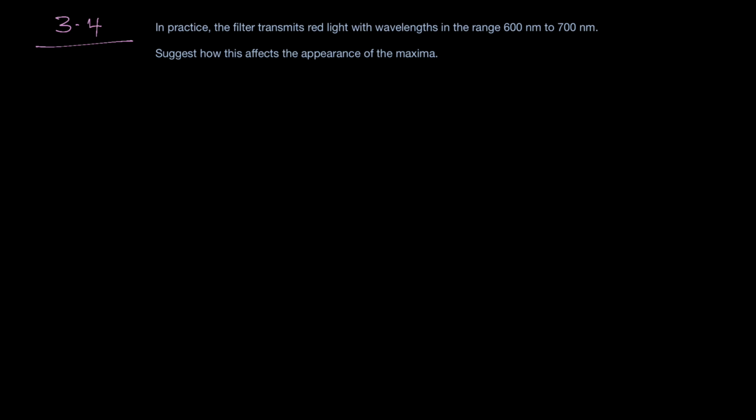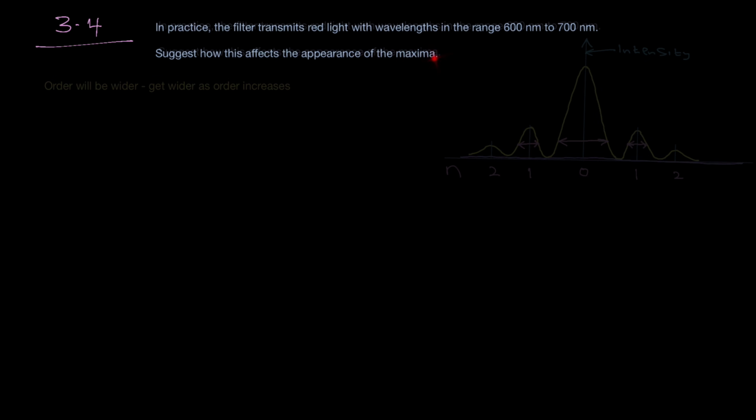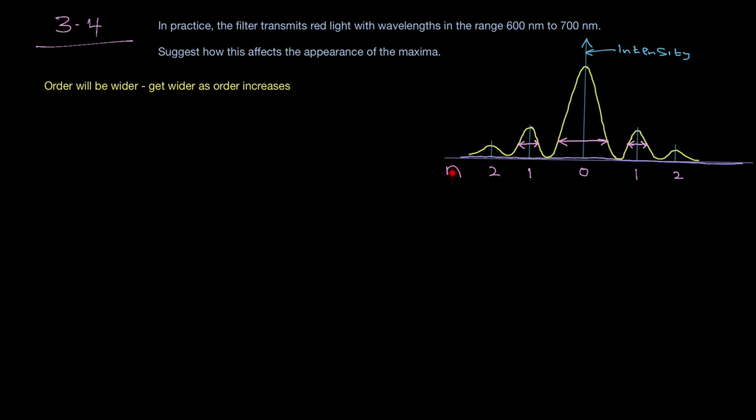Question 3.4. In practice, they fail to transmit red light with wavelengths in the range 600 nanometers to 700 nanometers. Suggest how this affects the appearance of the maxima. Order will be wider. This is order n equals 2, 1, 0, and it gets wider as order increases.